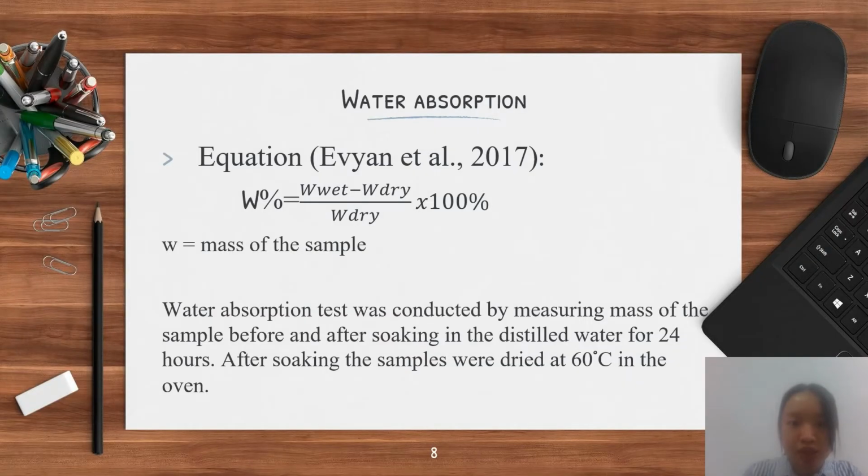Water absorption, the equation is cited from Evian et al., 2017. W means the mass of the sample. So the mass of the wet sample minus the weight of the dry sample, divided by the weight of the dry sample, times 100%. The water absorption test was conducted by measuring the mass of the sample before and after soaking in distilled water for 24 hours. After soaking, the sample was dried at 60 degrees Celsius in the oven.